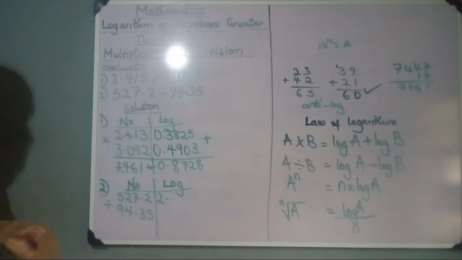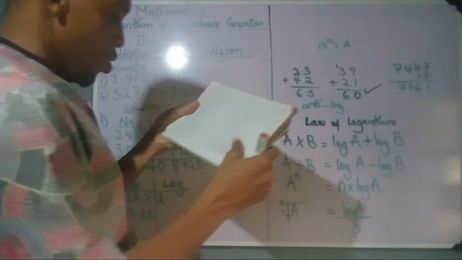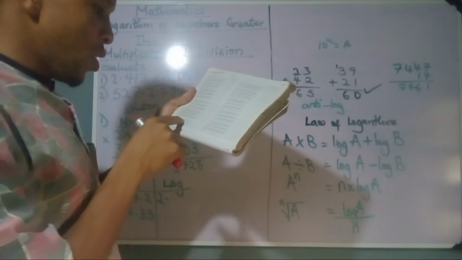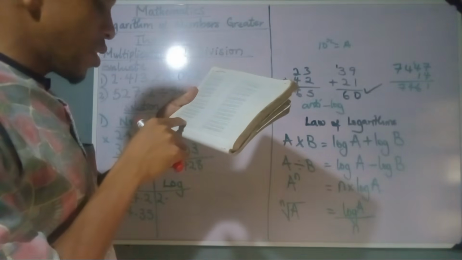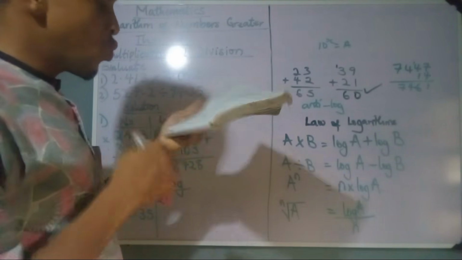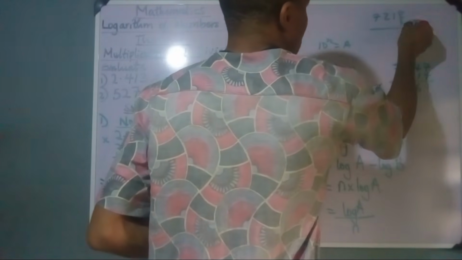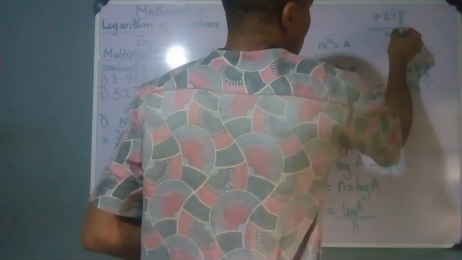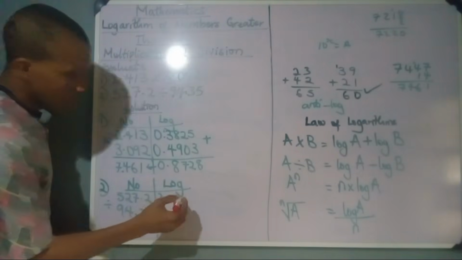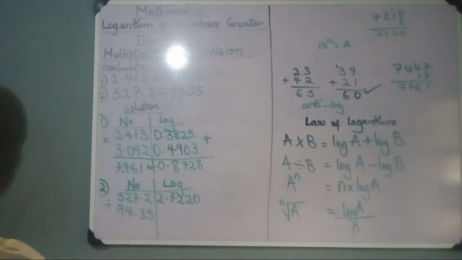Now, let's obtain the mantissa. We're going to use our 4-figure table to check the logarithm of 52 under 7, difference 2. So we get here 52 under 7, that's 7218. Now, difference 2 is 2. So 7218 plus 2 is 7220. So that would be 2.7220.